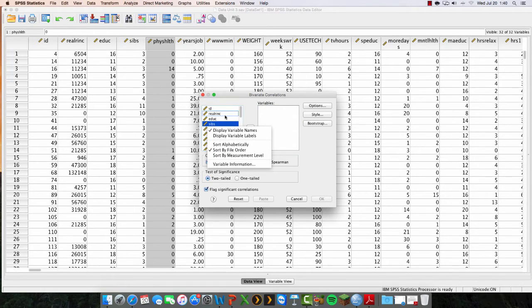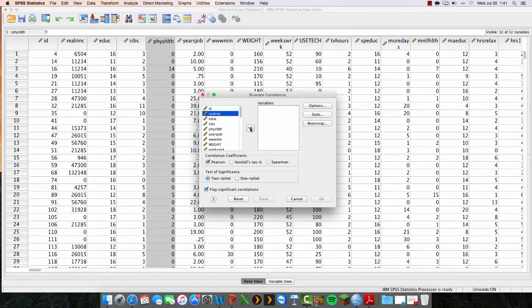If you want to change from displaying the variable names to displaying the variable labels, it's easy to do. Just right-click in this box, and it'll give you the option of switching back and forth. Since I'm using the variable names instead of their full labels, I'd suggest switching to that. It'll make your life a little bit easier.